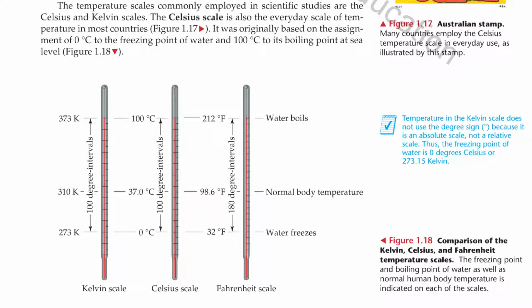Figure 1.18. Comparison of the Kelvin, Celsius, and Fahrenheit temperature scales. The freezing point and boiling point of water, as well as normal human body temperature, are indicated on each of the scales. The Kelvin scale and the Celsius scale have the same width of a degree, and the Fahrenheit scale has a wider degree.